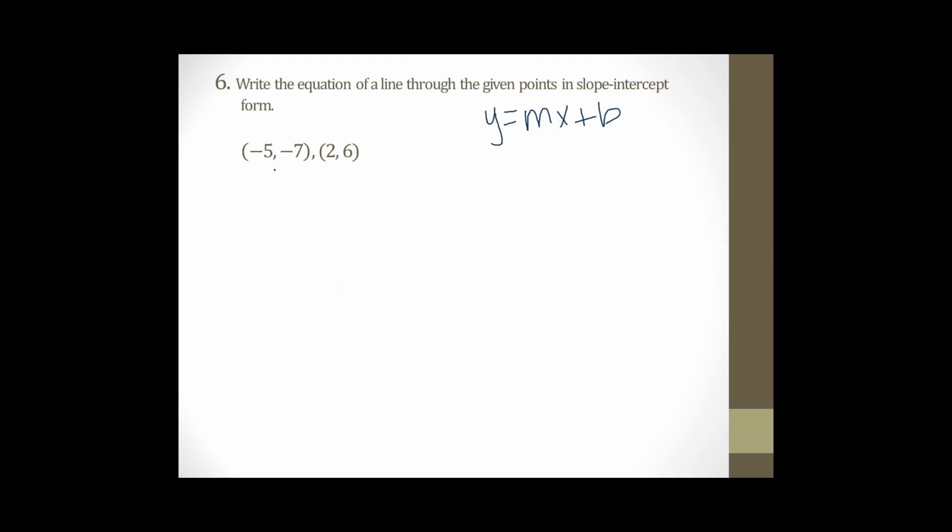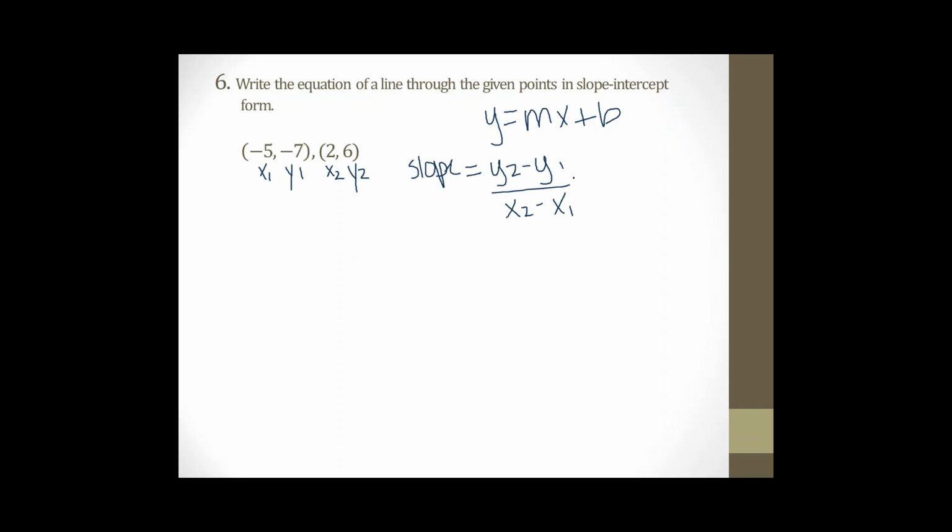So let's label our 2 points. So we'll call this first point x1, comma, y1, and the second point x2 and y2. So the slope formula is y2 minus y1 over x2 minus x1. That's how we can get the slope of a line given 2 points on the line.